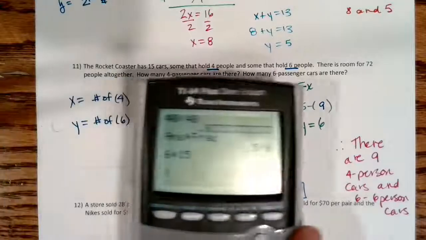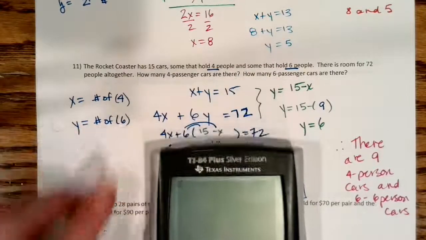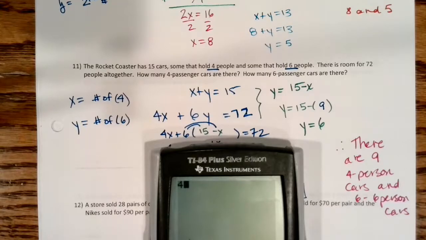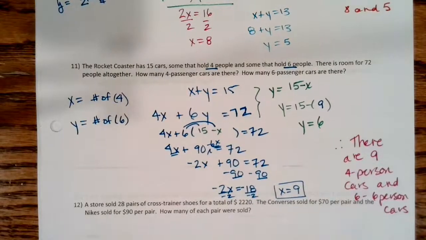If I wanted to check that on my calculator, I could, and I'll plug it into here. 4 times the 9 people in each of those cars, plus 6 times my 6 6-person cars. And I'm looking for 72 as my answer. I got it. So I know I did a good job.